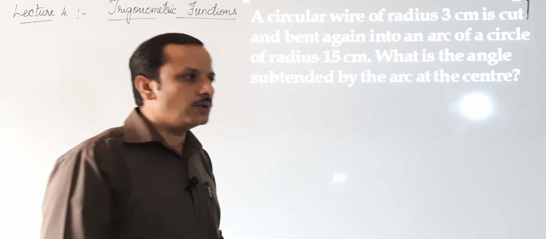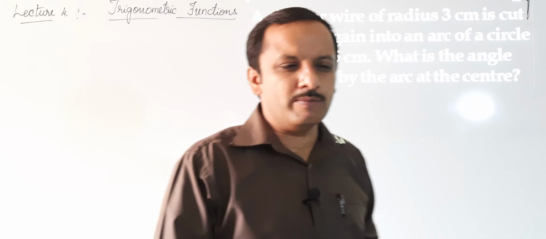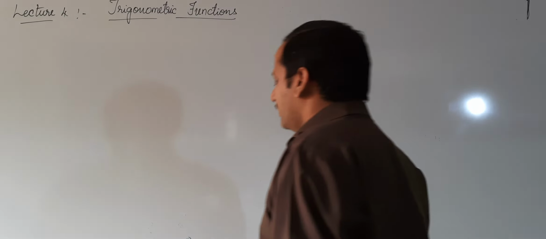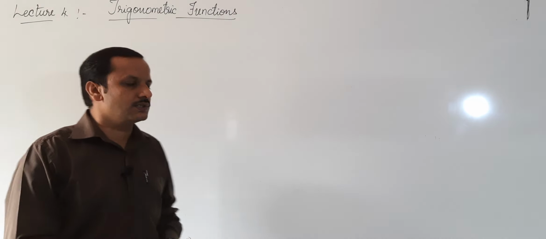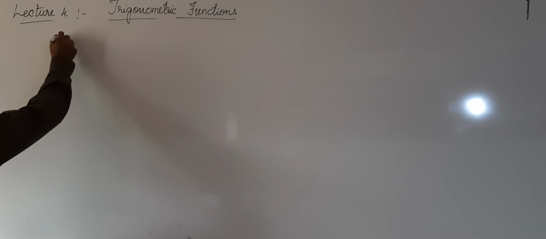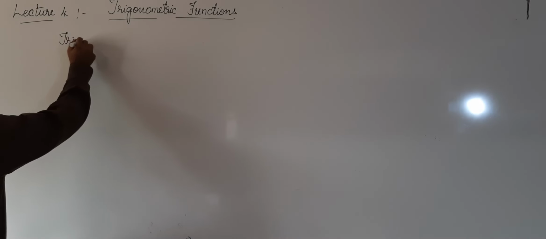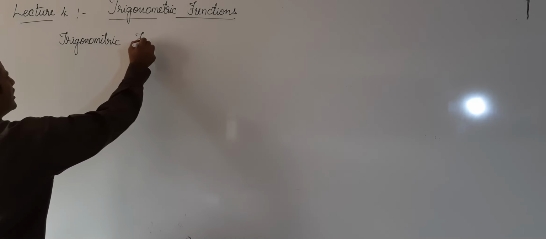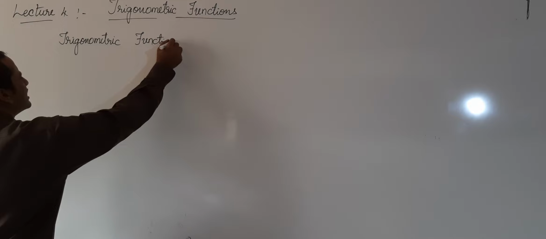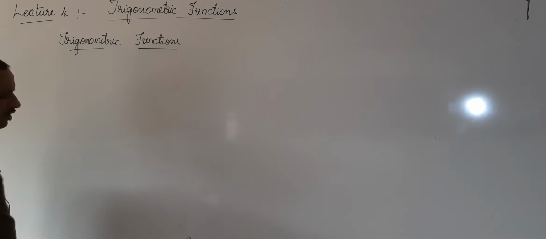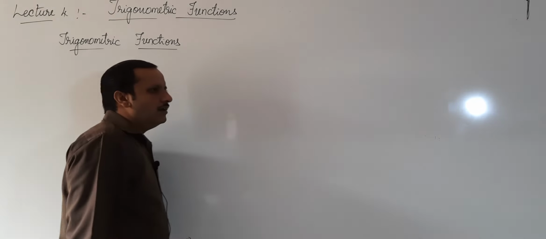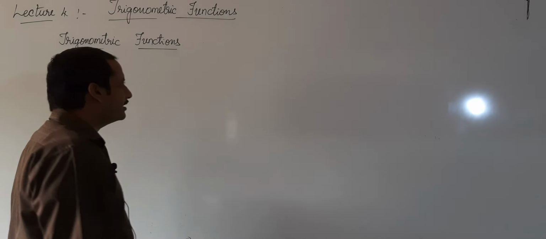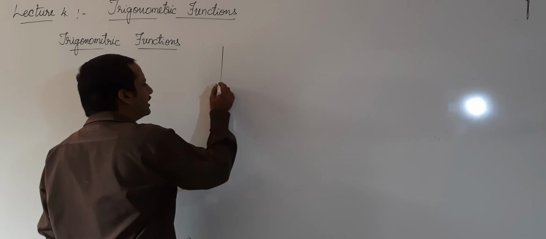Okay. Now I will go to the next concept, trigonometric functions, or trigonometric ratios. You have already studied these things in your high school. Still, let us recall the basic definition of all the trigonometric functions. All these trigonometric functions are defined on a right-angled triangle. Let me consider a right-angled triangle.